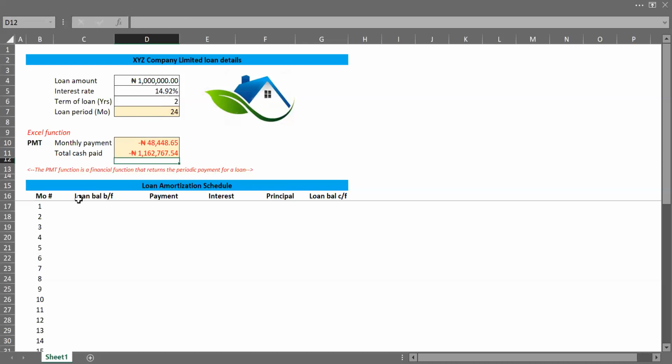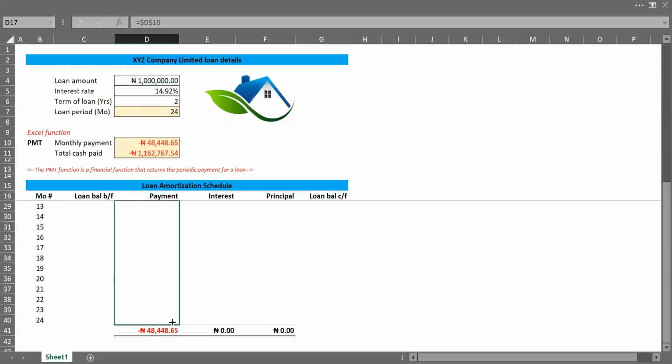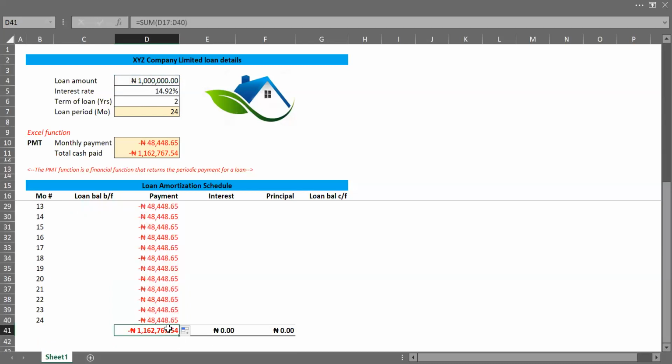We can do this by first of all picking the loan amount at the beginning of the month, which is equal to the 1 million naira here. Then our monthly repayment is the 48,448 naira 65 kobo across the 24 months. We say equal to 48,000. So we're going to freeze this cell to drag down for other months. F4 to freeze it, press the enter key, and we now drag down to cover the 24 months period. So note that our total 1.162 million is the same as calculated here.